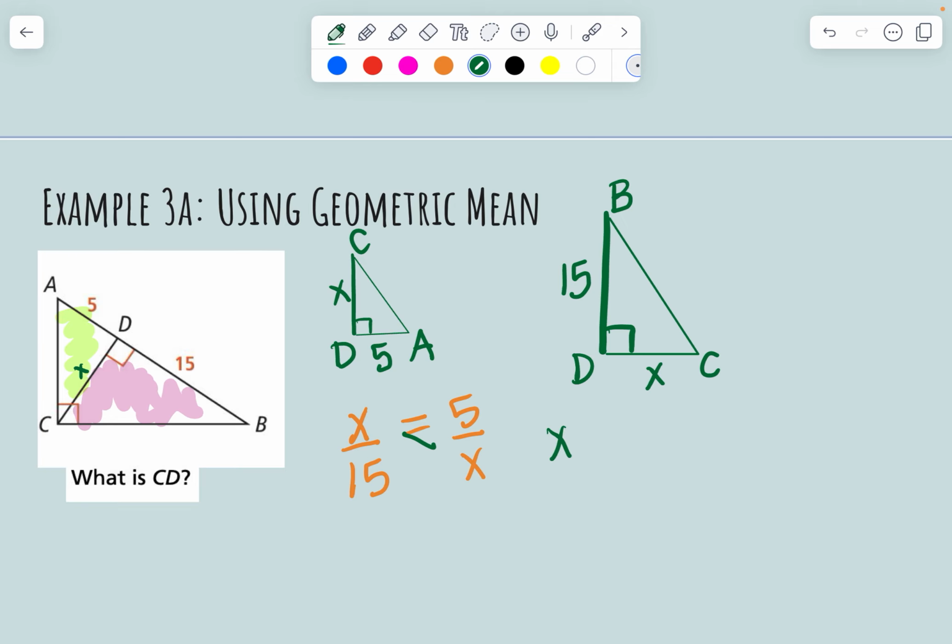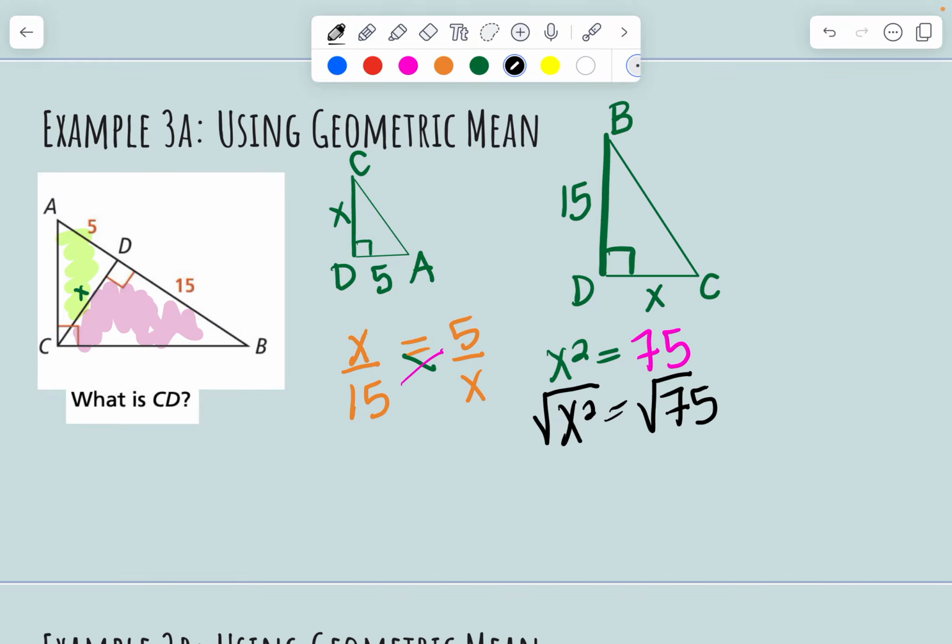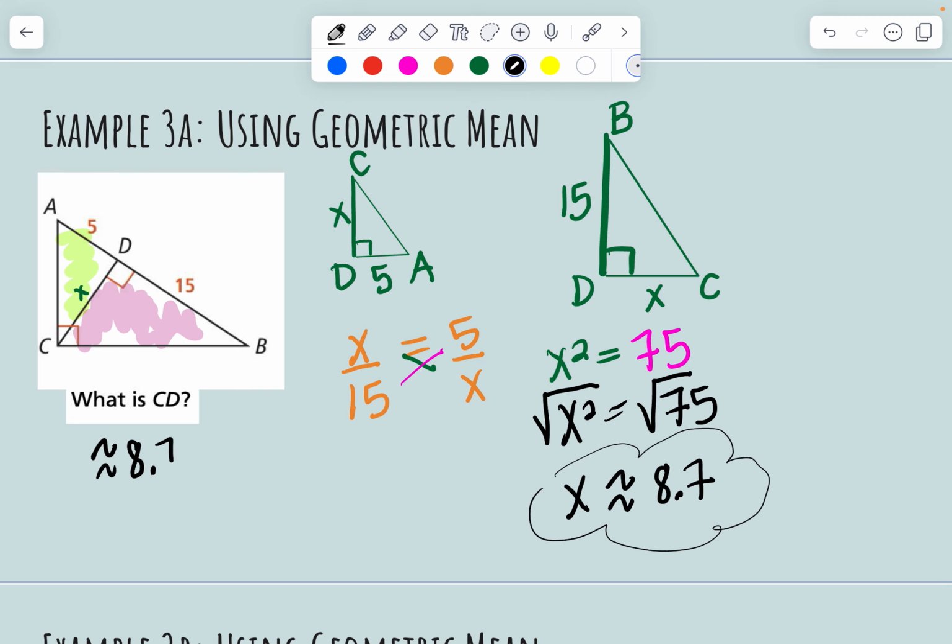X times X is X squared. 15 times 5 is 75. So remember, to undo squaring something, we square root both sides. So square root of X squared equals square root of 75. And since we're actually solving for lengths here, you can just put square root 75 in your calculator and round it to the nearest tenth. And here we would get x is approximately 8.7. So CD is approximately 8.7.